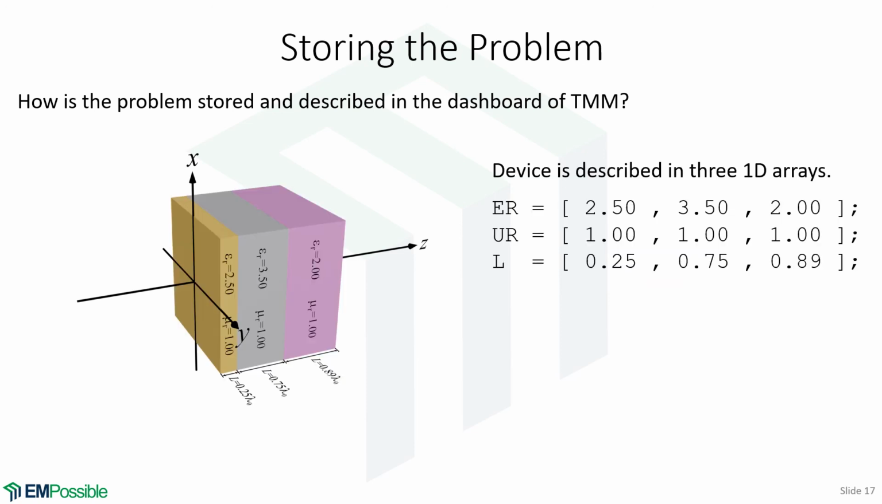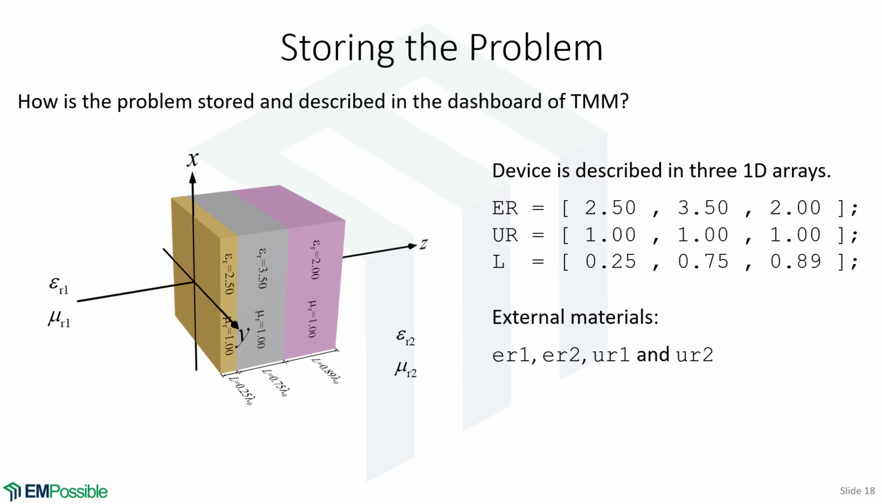So let's say we have 3 layers that we want to describe. Each layer has 3 numbers associated with it. It has a relative permittivity, relative permeability, and a thickness. And the thickness will be done in terms of wavelength because they're normalized numbers. So we will store all the permittivities in an array. So it's an array with 3 numbers in it. We'll store all of our permeabilities in an array with 3 numbers, and we'll store all of our layer thicknesses in an array with 3 numbers. If we had 100 layers, we would have 100 numbers in these different arrays. So that's how those are stored.